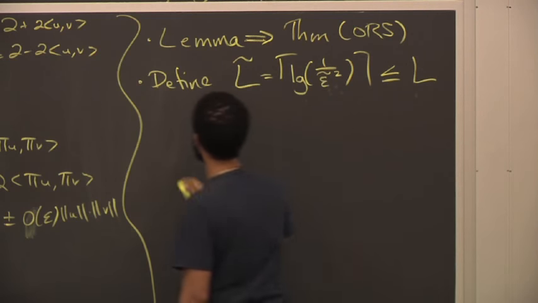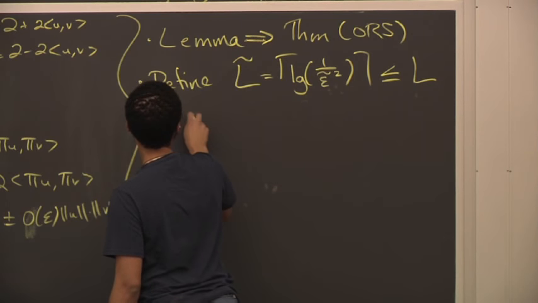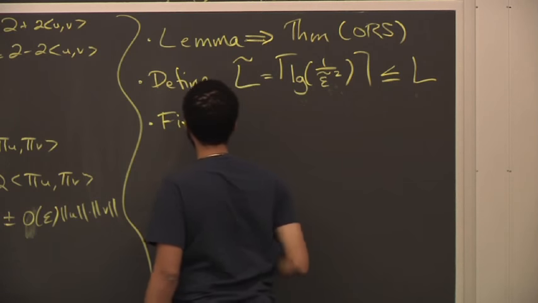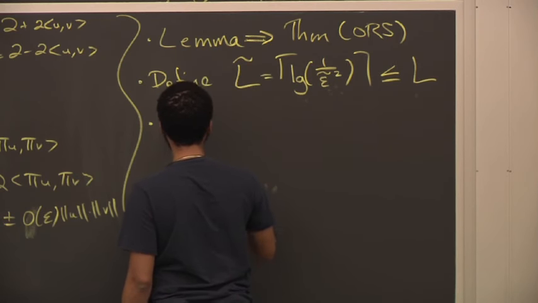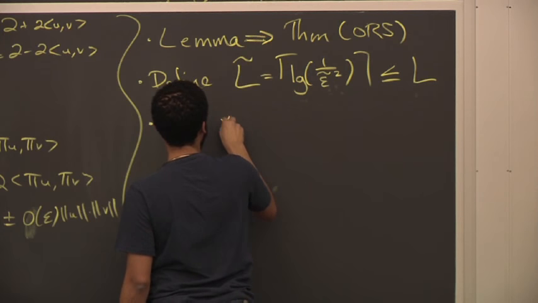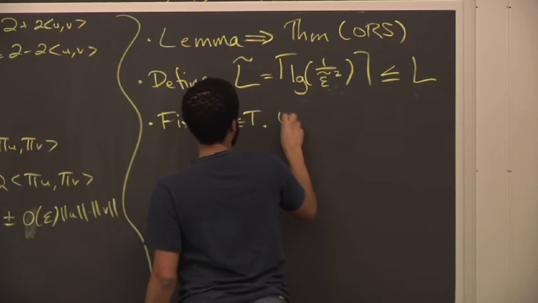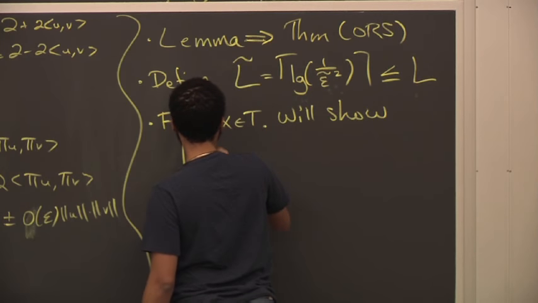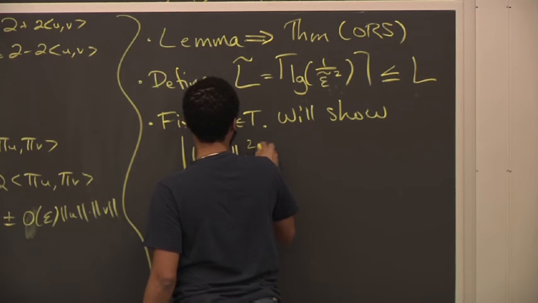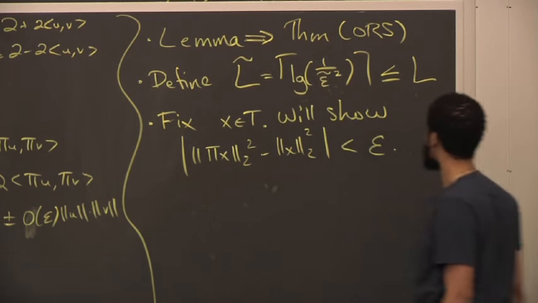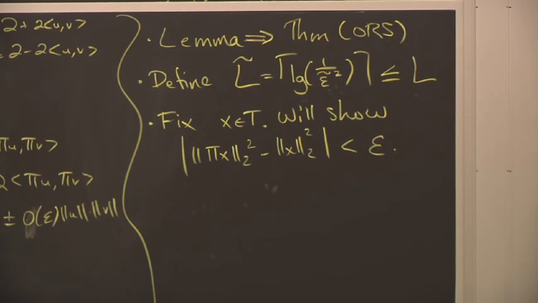And then what we're going to do is fix some x and t. We'll show that the norm of pi x squared minus the norm of x squared is less than epsilon, conditioned on all the events of the lemma occurring.